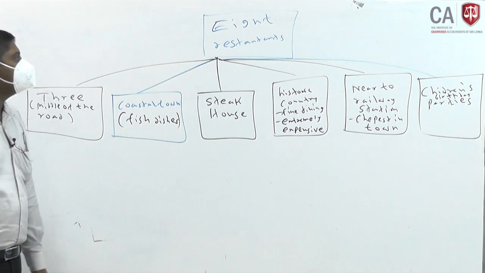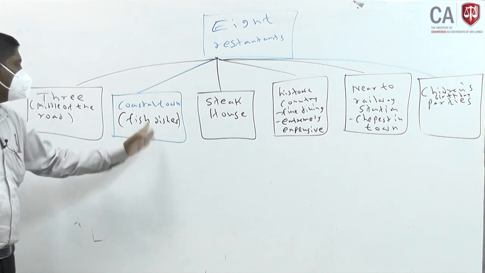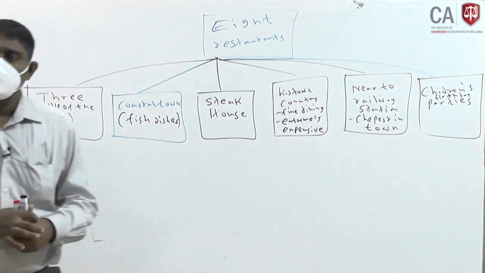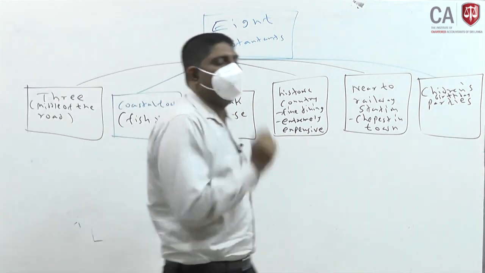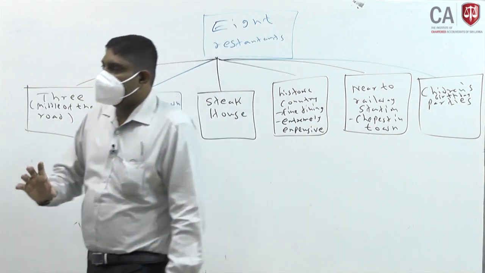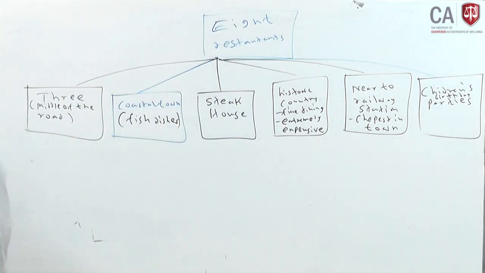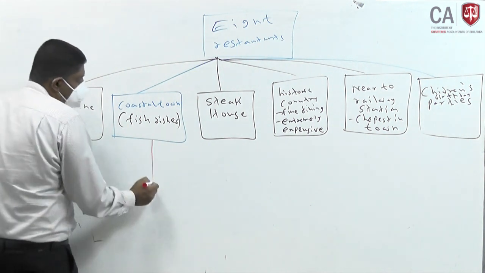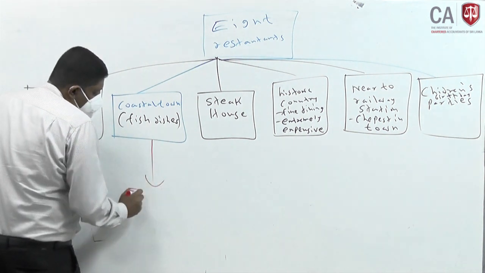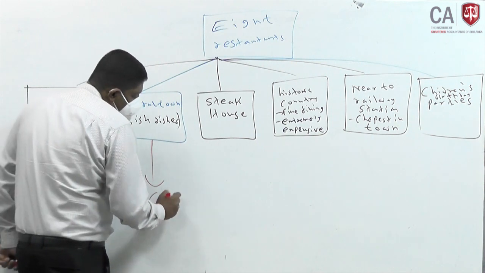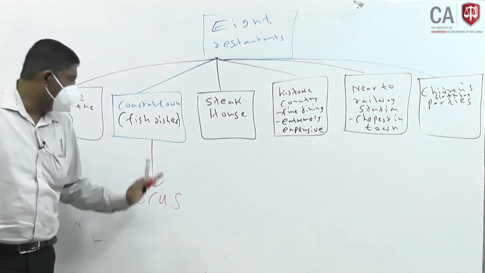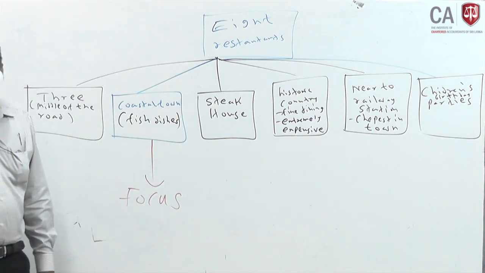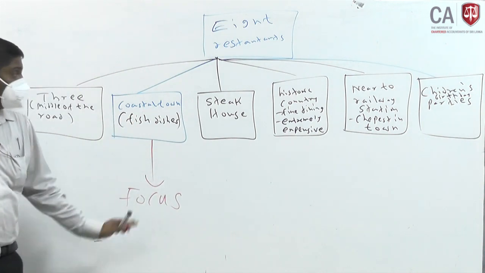Now if you analyze these situations, what do you think about the coastal town restaurants? They have specialized in fish dishes. There is a group of customers who want to enjoy fish, only a selected group. That means what is the strategy they apply? They apply the focus strategy, only focusing on the customers who want to eat fish.